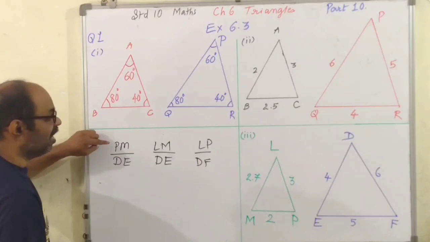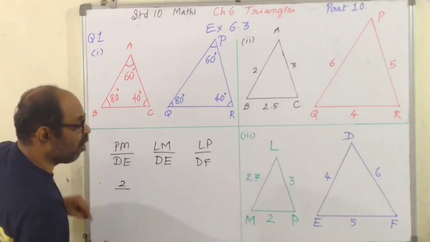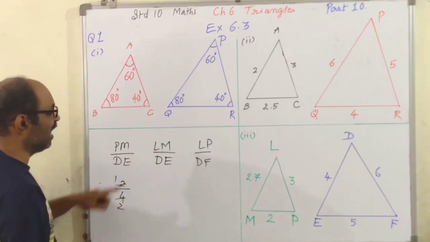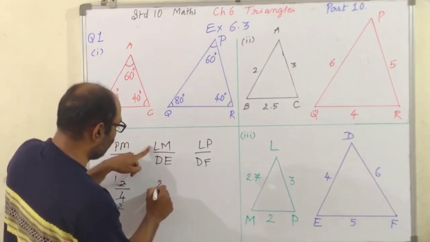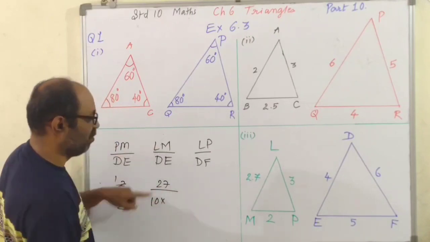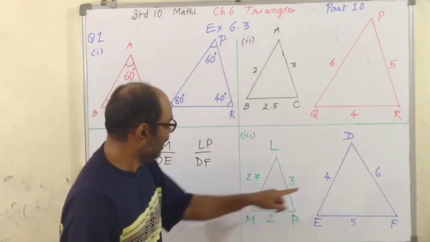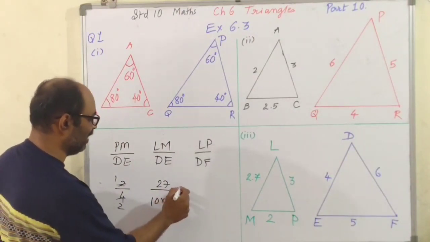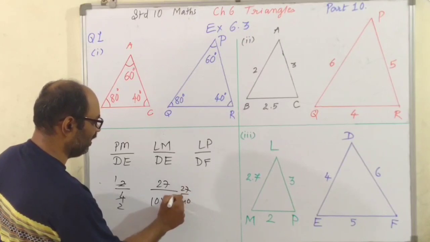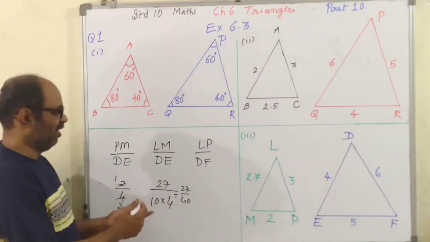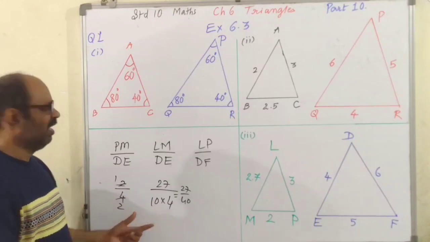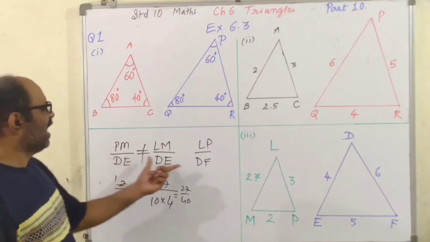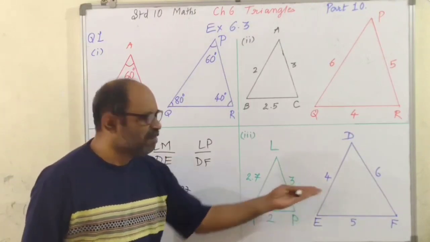Let's check whether they are equal. PM 2 upon DE is 4. LM, what is LM? 2.7. So upon 10 if you remove the decimal, and DE, that is 4. No, you can't cancel this. So this is 27 upon 40. Right? Now they are not equal. यही पता चल गया कि they are not equal. ये equal नहीं है. So आगे मत check करो. S condition is not satisfied.